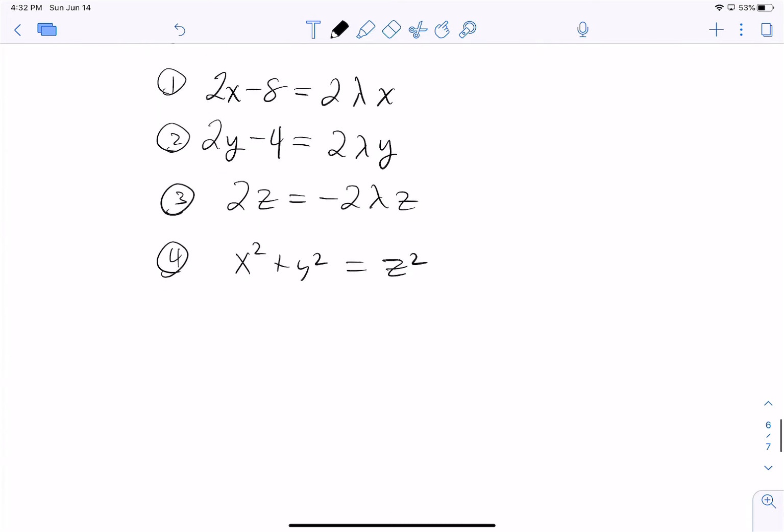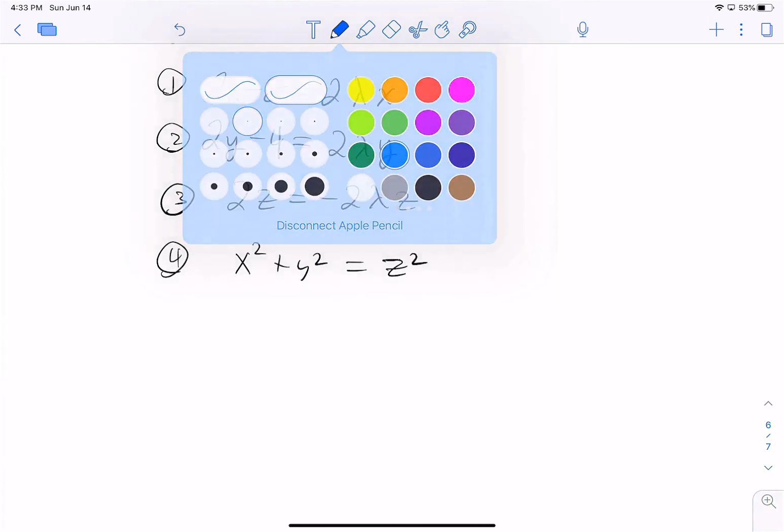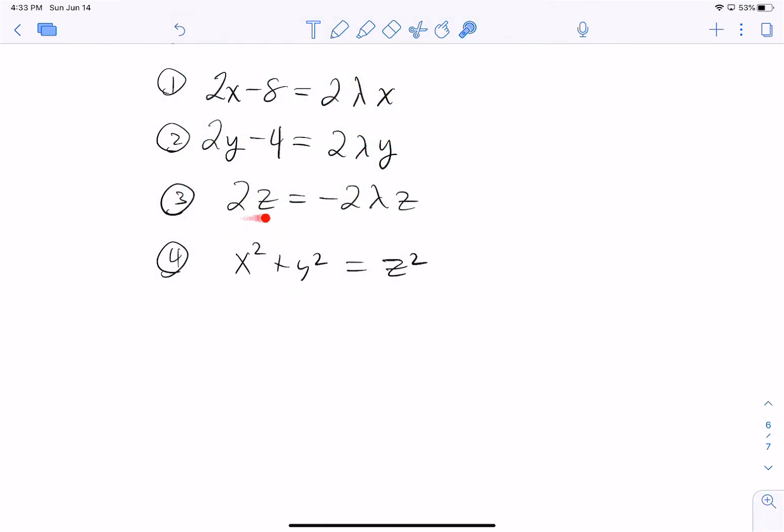That works for me. Now, as I alluded to before, there's not one way to proceed once we have these equations here. We just look and see things that are possible. Like, for instance, could x be 0? Could lambda be 0? What's going on with the equations we're looking at? I'd like to zero in on the third equation. It says that 2z is equal to negative 2 lambda z. Well, if we divide out the 2's and the z's, then we get that lambda is equal to negative 1.